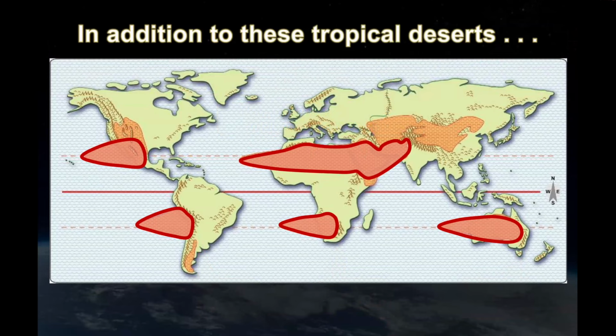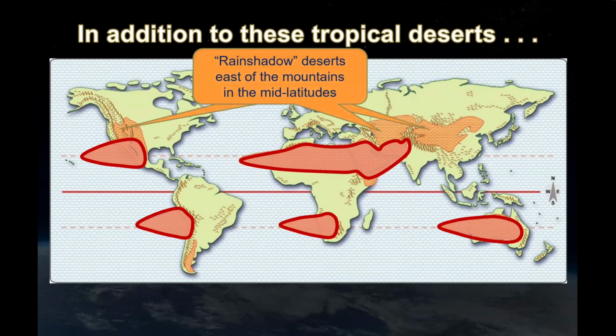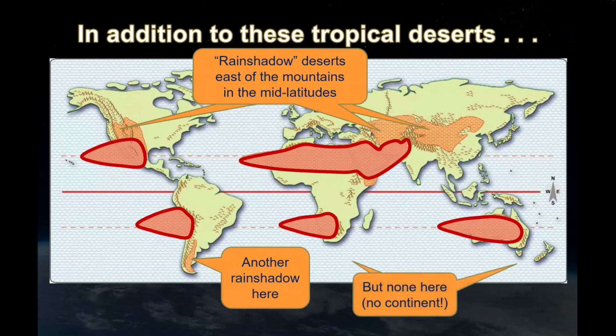In addition to those tropical deserts, we've got another family of deserts made by a completely different process. These are the rain shadow deserts that are east of the mountains in the mid-latitudes. So there's a rain shadow down here in Patagonia in South America. There's no rain shadow desert in Australia or Africa because the continent just doesn't reach far enough south.